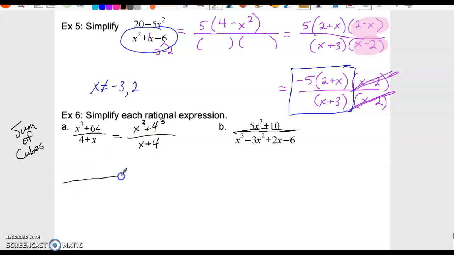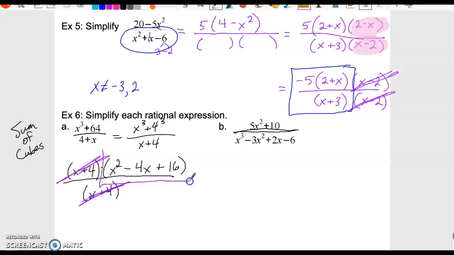So the whole point of doing that is then to do the sum of cubes, which you just write x plus 4, and then remember it's x squared, the opposite sign here, 4 times x, and then always positive, 4 squared is 16, over x plus 4. Notice the multiplication. That way you can cancel those pieces out. And this is your final answer, x squared minus 4x plus 16.